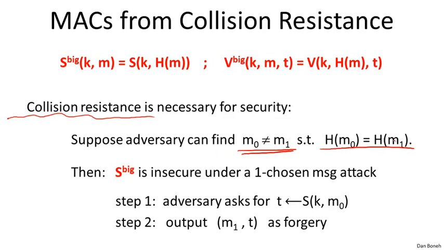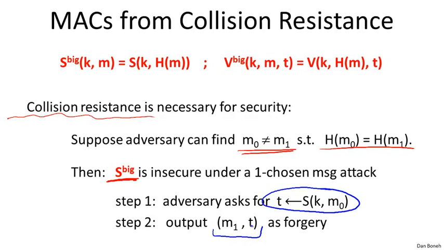In this case, the combined MAC is not going to be secure, because what the adversary can do is simply use the chosen message attack to get a tag for M0 and then output M1, comma, that tag as a forgery. And indeed, T is a valid MAC for M1 because H of M1 happens to be equal to H of M0. And so, with just one chosen message attack, the attacker was able to break this combined MAC simply because the hash function was not collision resistant.